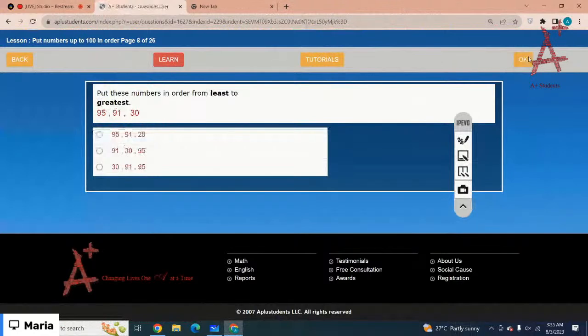Put these numbers in order from least to greatest. So, which is the correct option?